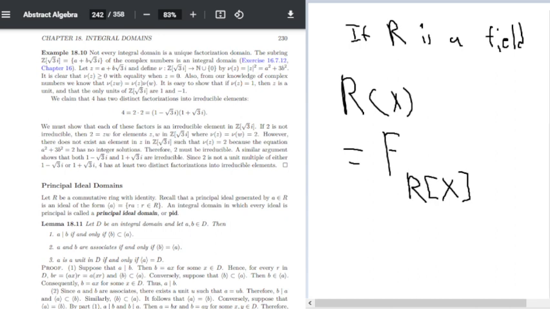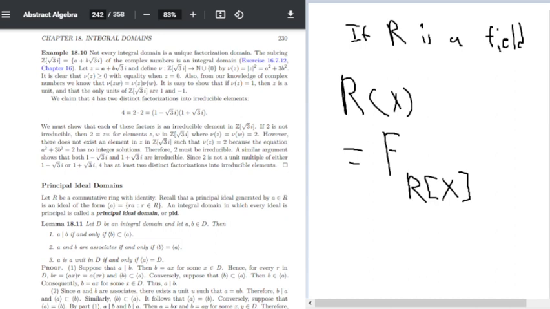We claim that 4 has two different factorizations into irreducible elements. 4 is equal to 2 times 2, which is equal to (1 minus square root of 3i) times (1 plus square root of 3i). We must show that each of these factors is an irreducible element in Z[square root of 3i]. If 2 is not irreducible, then 2 is equal to zw for elements z, w in Z[square root of 3i], where nu of z equals nu of w is equal to 2.